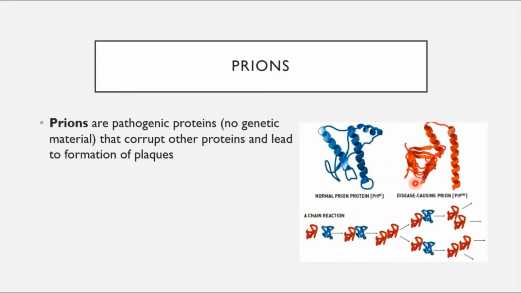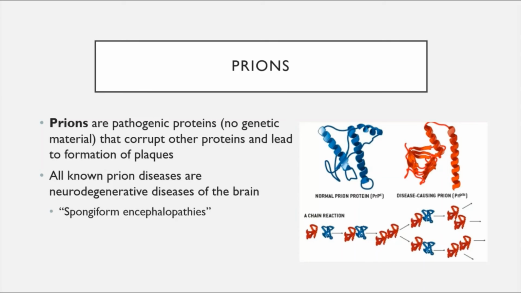A disease-causing prion protein, typically abbreviated capital PrP with a little superscript which indicates what type of disease we're talking about, will approach other proteins, and it will essentially change their shape and transform them into pathogenic proteins like themselves. And as the quantity of these proteins builds up, it forms plaques in the brain that inhibit neurological function. So all known prion diseases are neurodegenerative diseases of the brain.